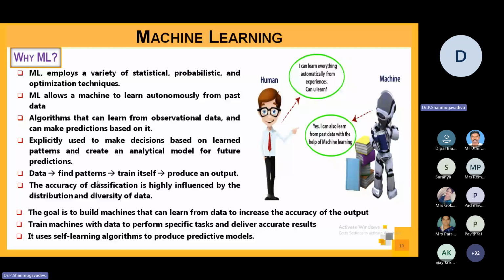The accuracy of classification is highly influenced by the nature of the data that is present in the data set. When the data is highly distributed and diverse, there may be certain problems. For a model, we must be able to provide the data, and the data is going to get processed, synthesized, and then you get some outcome. That outcome is called the output. The accuracy of classification is highly influenced by the distribution and diversity of data.